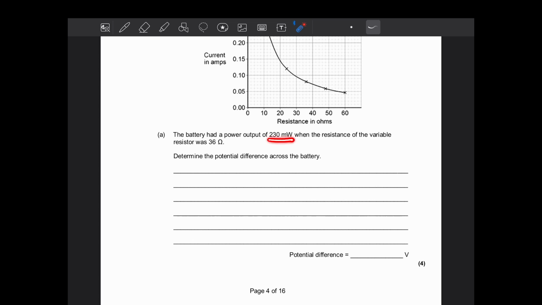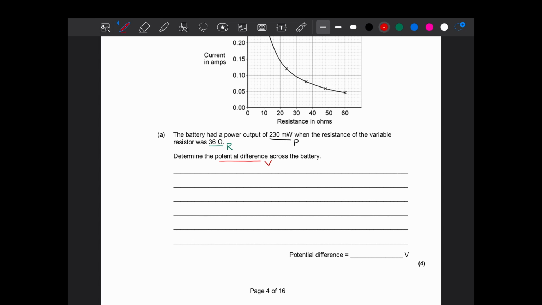They've given us a value for power and a value for resistance, and when dealing with slightly more complicated calculation questions like this, it's a good idea to label the quantities that you have. So I'm going to go ahead and do that. We've got a potential difference V, a resistance R, a power of 230 milliwatts, that's P.